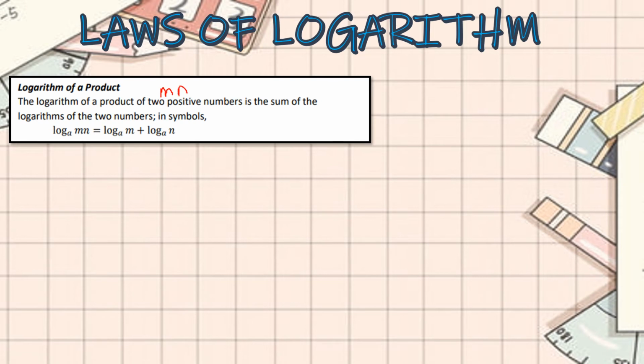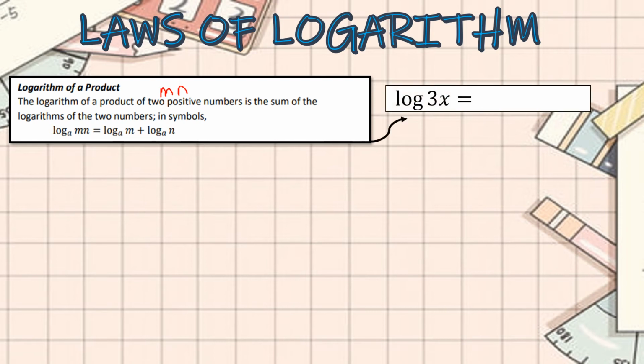So, logarithm of m times n with the base a equals logarithm of m with the base a plus logarithm of n with the base a. So, ibig sabihin lang nito, kapag nagmumultiply tayo ng two positive numbers, so pwede natin siyang isulat as the sum of the logarithms of those two numbers.